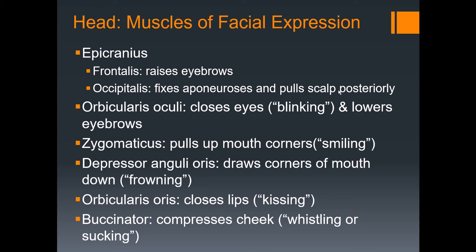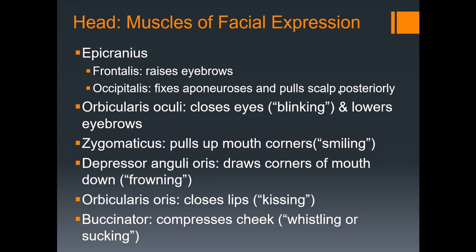The orbicularis oculi is a round muscle surrounding your eye. It lowers your eyebrows and is also responsible for the blinking motion of your eyes, so it closes your eyes. You have two zygomaticus muscles, major and minor, on both sides over the zygomatic bones. They pull up the corners of your mouth laterally, so when you smile, you are using your zygomaticus muscles. You also then have a muscle called the depressor anguli oris.